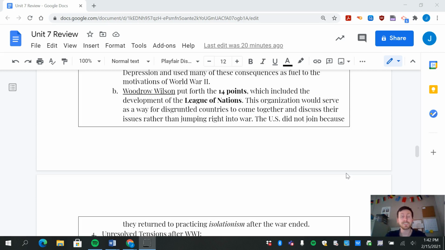The U.S., though, did not join this, one, because they're practicing isolationism once the war ends, but two, there was a major concern that other countries would have a say in what the U.S. was or could do if the U.S. entered into the League of Nations. So there's a lot of concern here about who had power and say of what the U.S. could or couldn't do. And that was something that the United States was simply not willing to allow at this time.